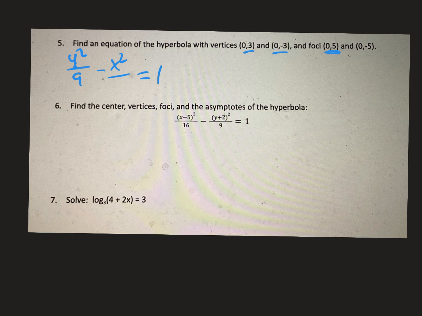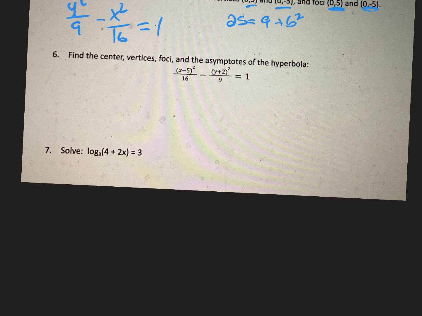So foci, that's my c. And because it's a hyperbola, c squared is a squared plus b squared. I know a squared is 9 plus b squared. I know c squared is 25 because that c right there is 5, so 25. So I've got to figure out what I would add to the 9 to get to 25. And the answer is 16, and that's all you have to do on that one. Those are quicker when you're just trying to find the equation.